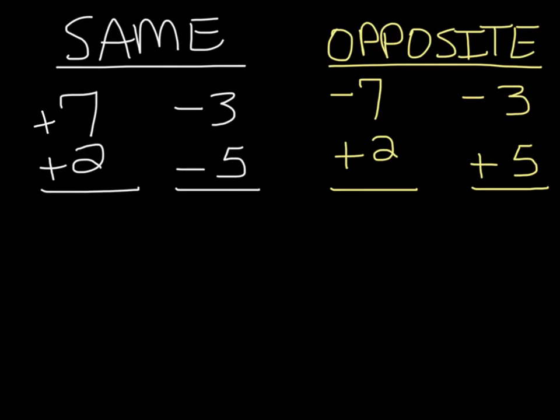Let's think in terms of money. If you have $7, that's positive. And if you get two more, that's also positive. So you end up with $9, or 7 plus 2 is 9.